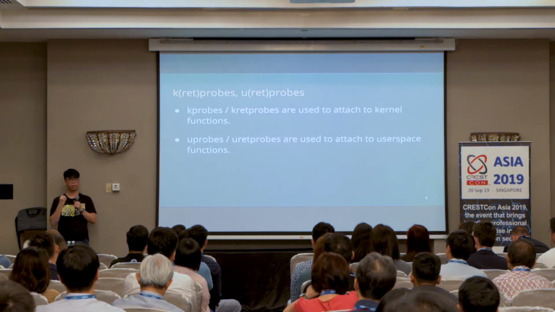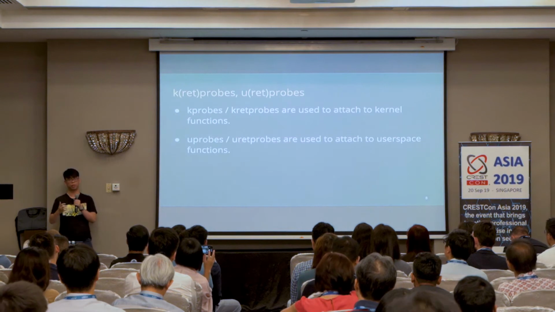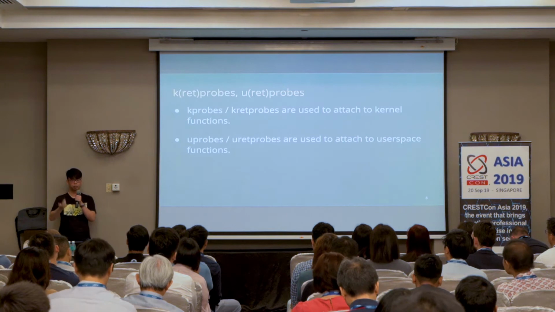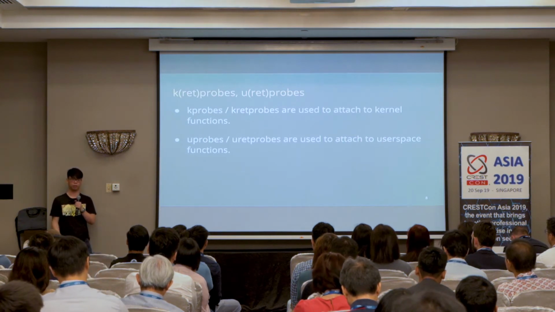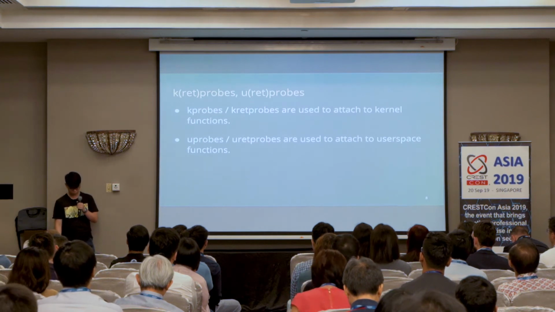Kprobes and uprobes are relatively simple to understand. You attach an eBPF program to a kernel function or a user space function, and that program triggers whenever you enter into a kernel function or you return from the function. And uprobe is kind of like the user space version of a kprobe.